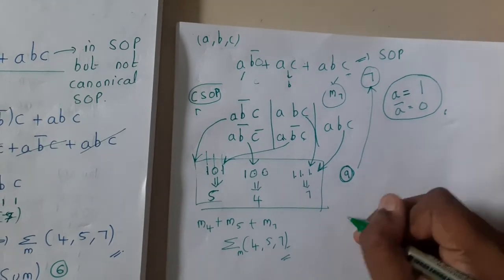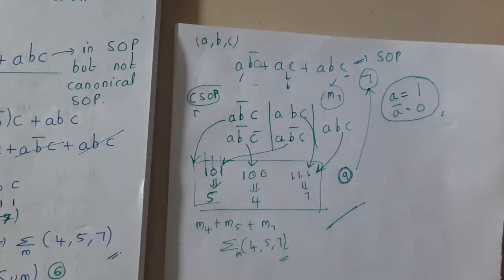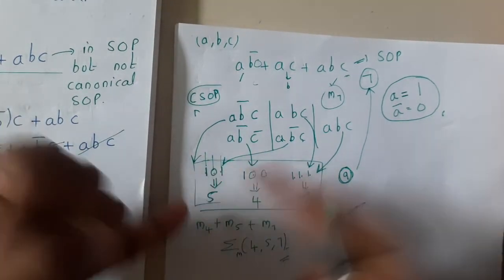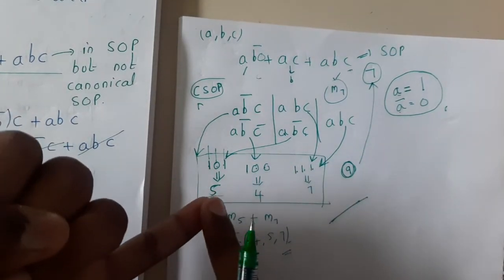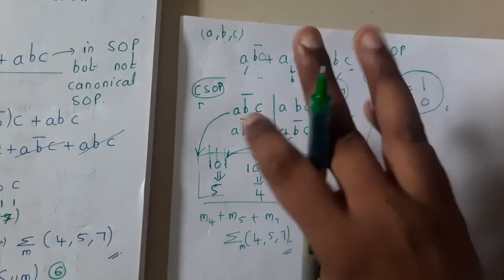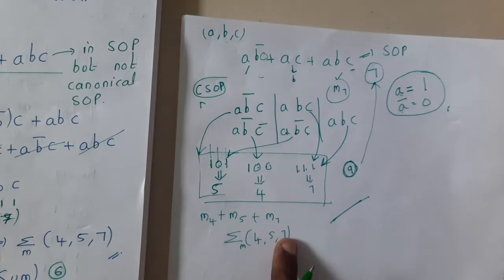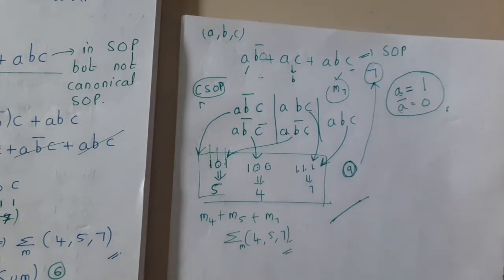So now you have an idea how exactly these SOPs work, what min terms are, how they are designed, why A is 1, why A bar is 0, what canonical forms are, and how you can convert a compressed or minimized expression into a canonical form. I hope everyone is getting a clear idea, right?